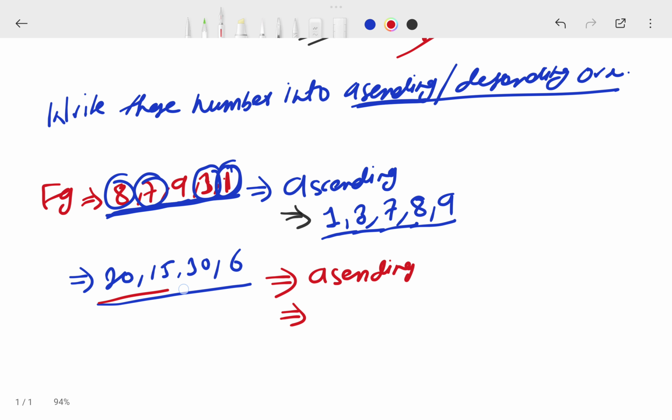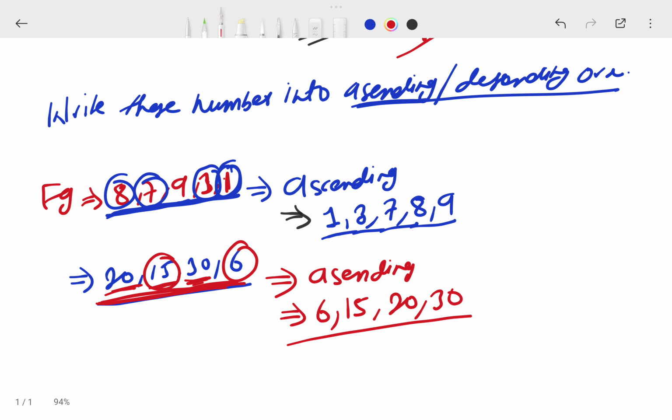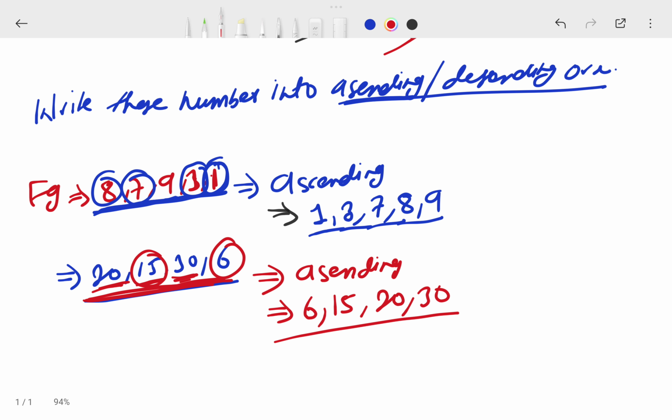Simple. In this question, ascending means small to big. In this one, which is the smaller number? 20, 15, 30, 6. 6 is the smaller, so write 6 first of all. This is over. 20, 15, 30. Which is the smaller? 15 is the smaller, right? 15. After that, 15 is also over. In 20 or 30, which is the smaller? 20 is the smaller, right? 20. After that, 30. Write the 30. Over. So this is called ascending. Now let's see the descending.